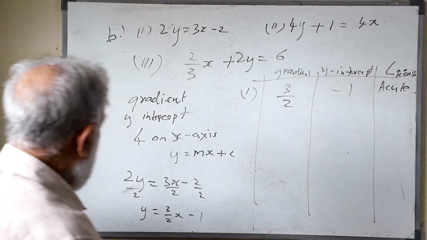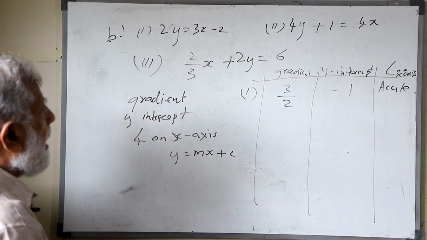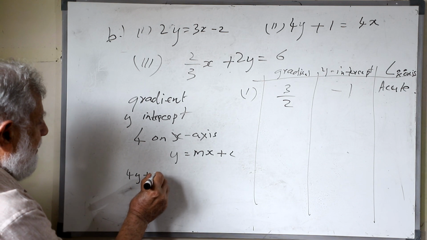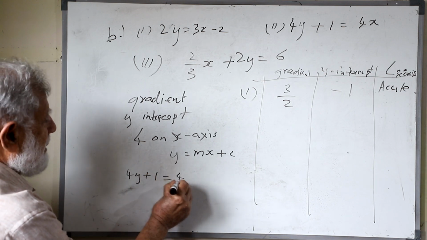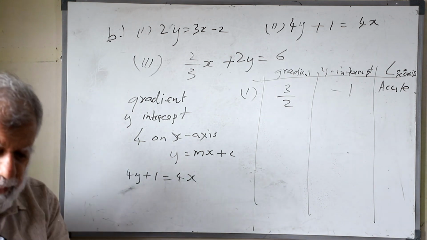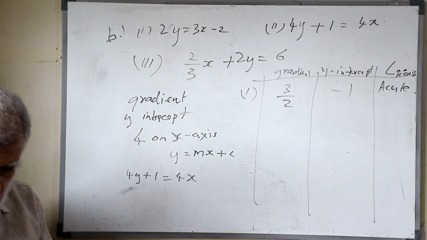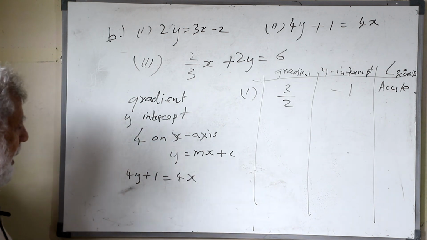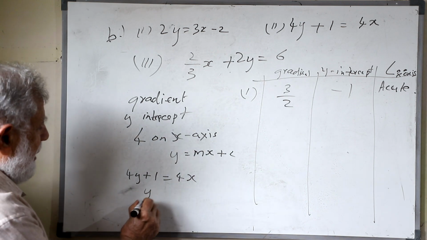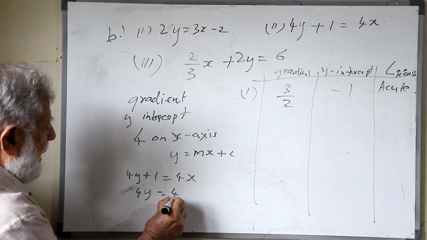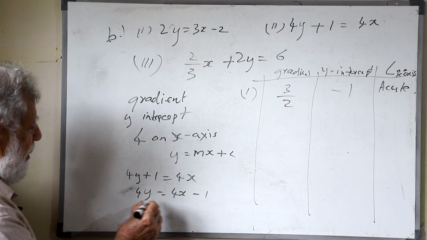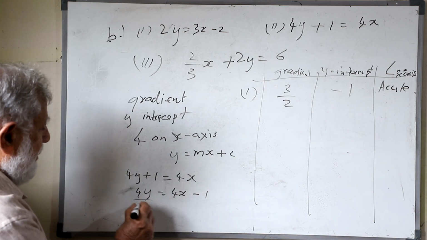First one done. Now we will take the second one, 4y plus 1 is equal to 4x. Here it's all mixed up, so we have to arrange it the way we want, in the form y is equal to mx plus c. So we will write it that way: 4y is equal to 4x minus 1, the 1 being moved to that side. Again we divide, because there is 4y and we want y. So divide each and every term by 4.